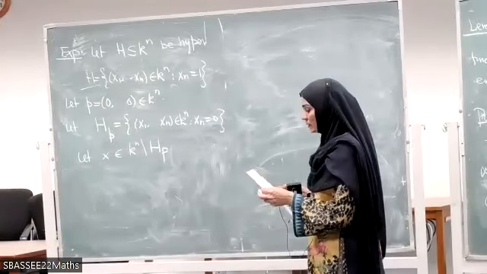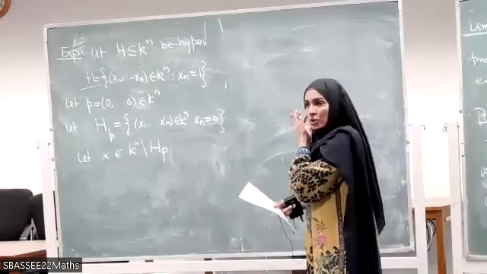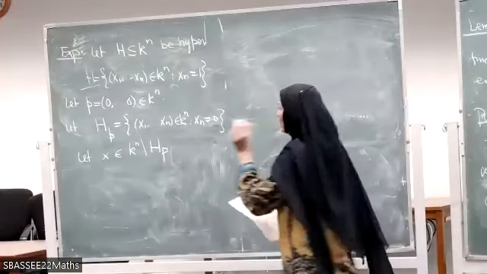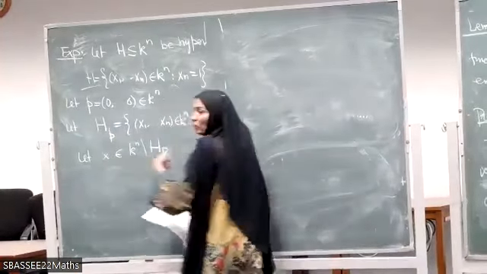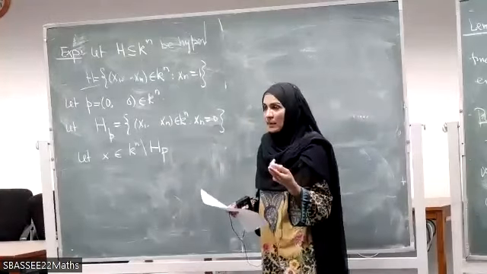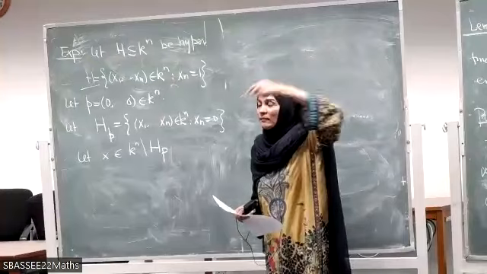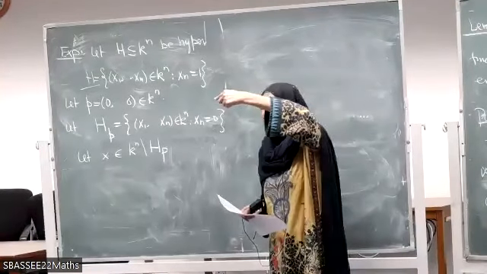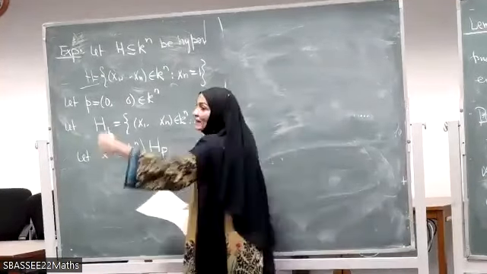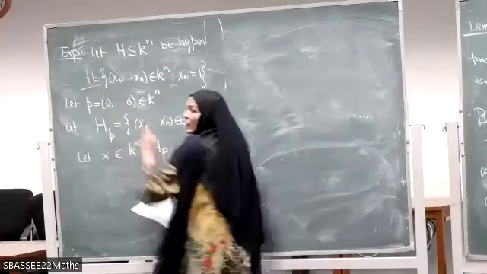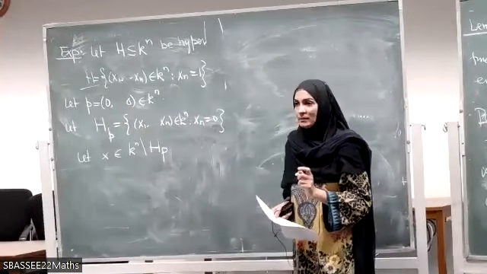Now consider all those points, let X belong to this Kn, which is not in HP, right? So now we have two points. One point is P and the other is any chosen point X. Now just consider a line which is passing through X and P. Definitely it's a unique line passing through X and P, and that line cuts your hyperplane at one point, right?